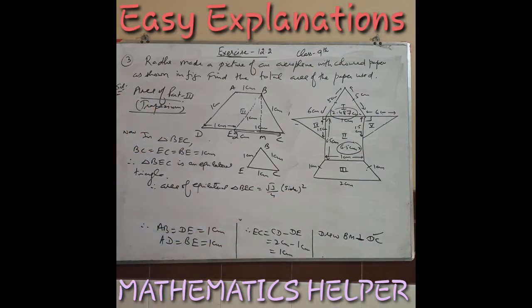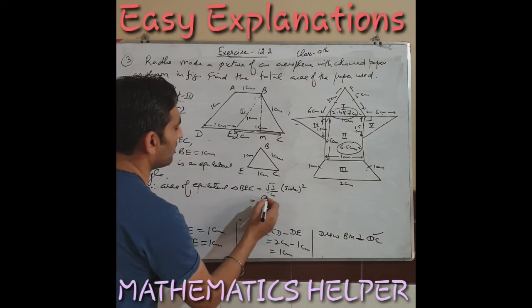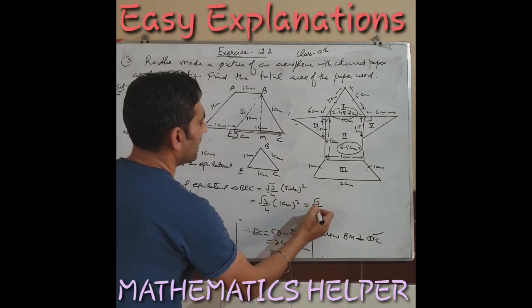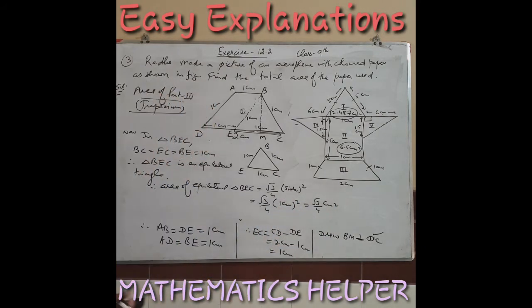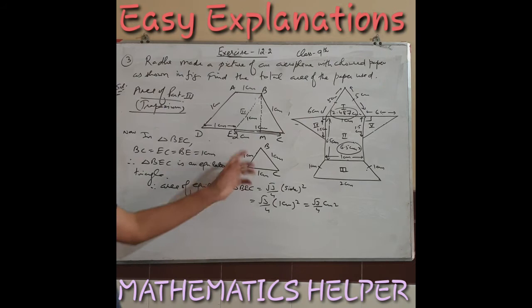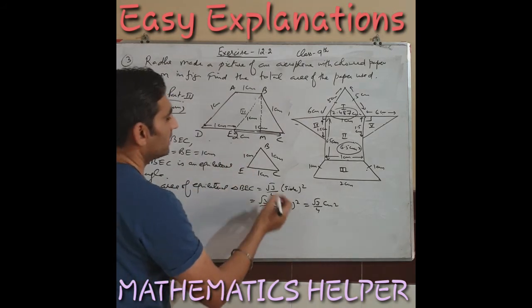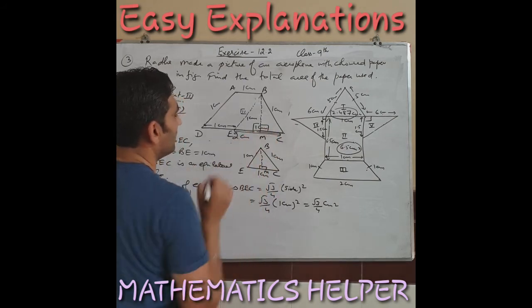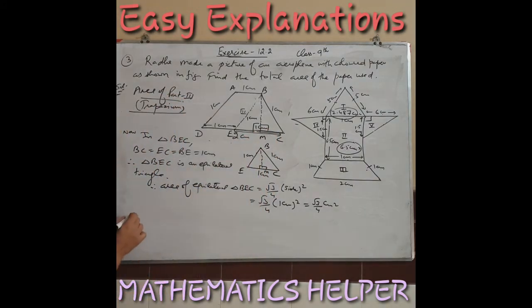You use A in place of side, so it is square root 3 over 4 into side, meaning 1 centimeter squared, or ultimately you will have 3 over 4 centimeter square for this. Now this is only the calculation of the area of this part, but in this part you also have a perpendicular, BM. We marked it as a perpendicular here.